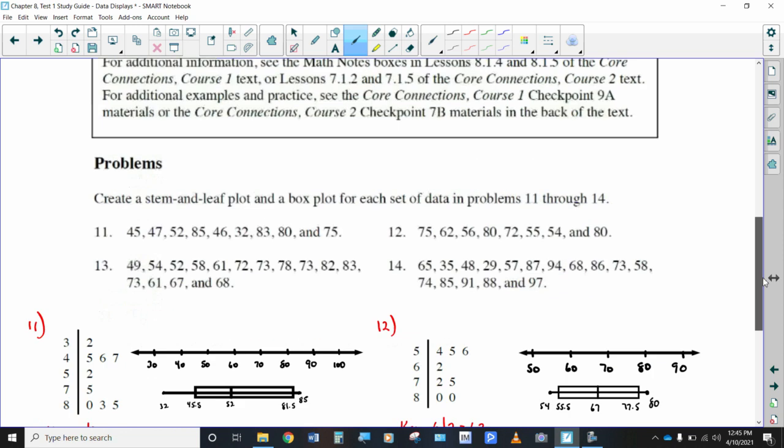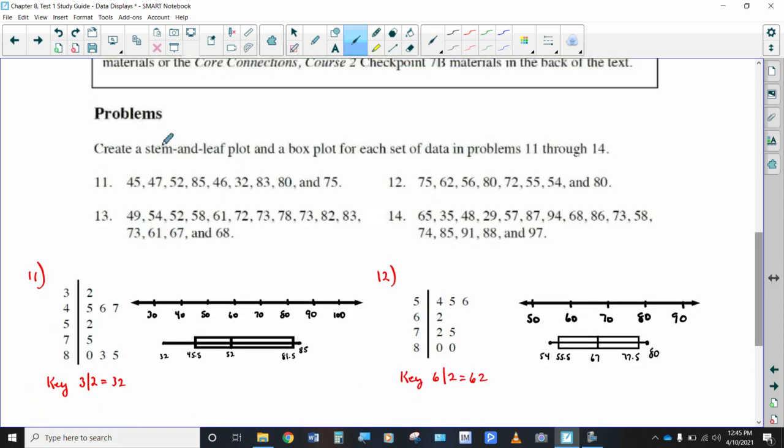And now for box plots. And these, holy moly, they wanted to create a stem and leaf plot and a box plot for each one of these situations. So it would be nice if they would just let us do box plots using the same data from problems 1 through 4, but they didn't.